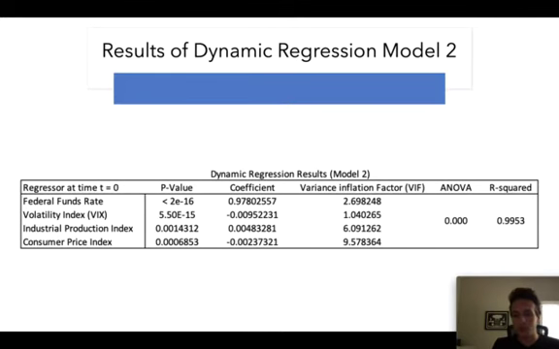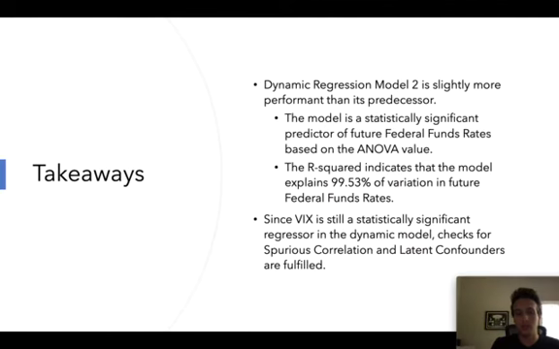For the purposes of the future of this analysis, we're going to use this model because we want to ensure that all our regressors are statistically significant. So the takeaways: dynamic regression model 2 is slightly more performant than its predecessor. The model is a statistically significant predictor of future federal funds rate based on the ANOVA value. And the R squared indicates that the model explains, as I mentioned, 99.53% of the variance in future federal funds rate.